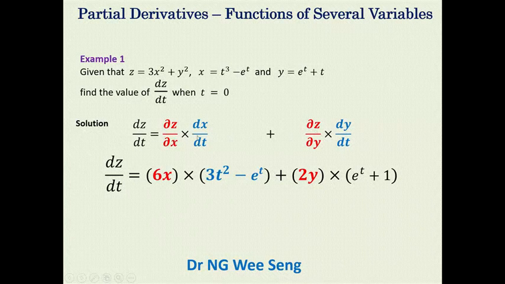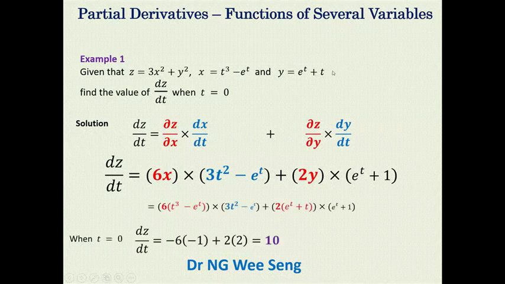Those in red are derivatives of z with respect to x or y. But we have to replace them with expressions in t, because now z is a function of t. So x can be replaced with t cubed minus e to the power t, while y can be changed to e to the power t plus t. And now we are ready to evaluate the derivative when t equals 0. And we can get the value of 10 quite easily, simply by substituting t equals 0 into the preceding expression.